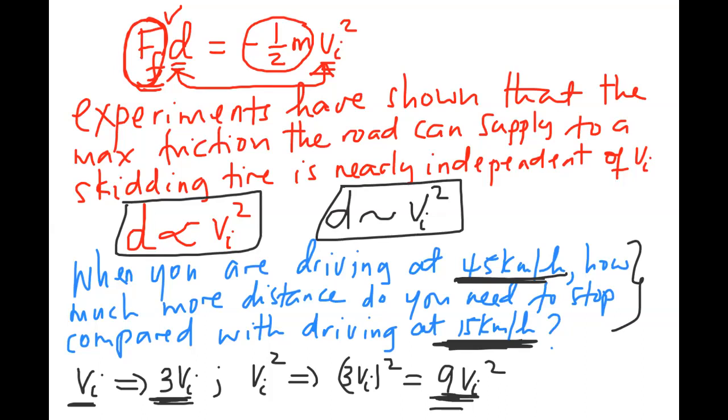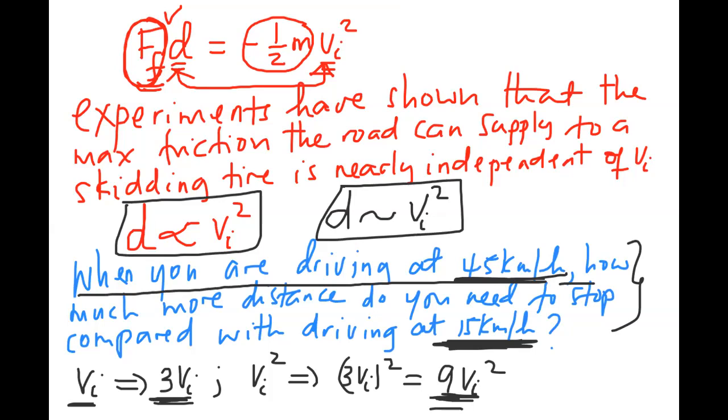So to answer this question, when you are driving at 45 kilometers per hour, how much more distance do you need to stop compared with driving at 15 kilometers per hour? The answer is 9 times as much distance.